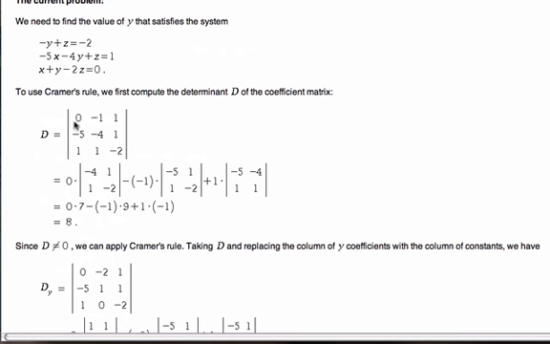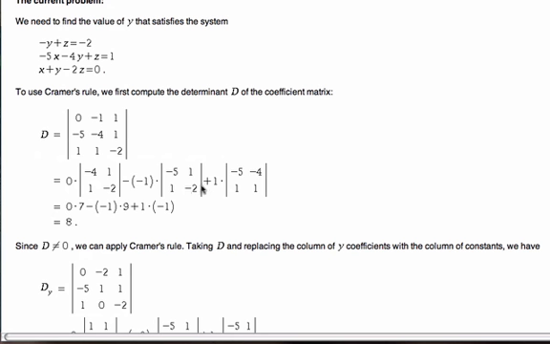Just a little reminder here of how to evaluate this. You're going to take the first x coefficient in the first row, and multiply that by the matrix made up from the y and z coefficients in the other two equations. That's going to go down here. Then we're going to subtract the y value in the first equation, and multiply that by the matrix that's made up of the x values and the z values of the other two rows.